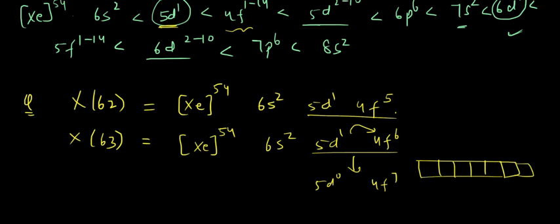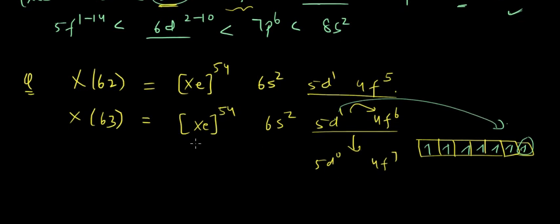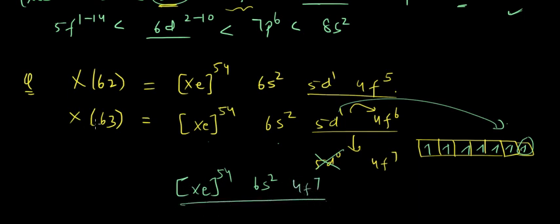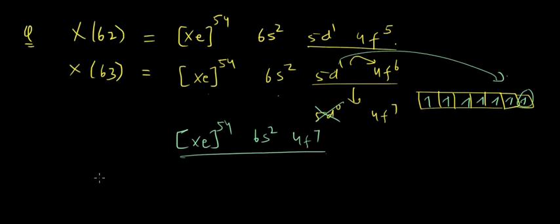Hence it is more advisable, and rather it will take place, that one of the electrons here would be coming from 5d. So as a result we'll be getting this configuration: xenon 54, 6s2, 5d0 and 4f7. 5d0 won't be there, so in this case we can directly write it as 4f7. So this would be the configuration of xenon 63 because of the half-filled rule, which is applicable here.